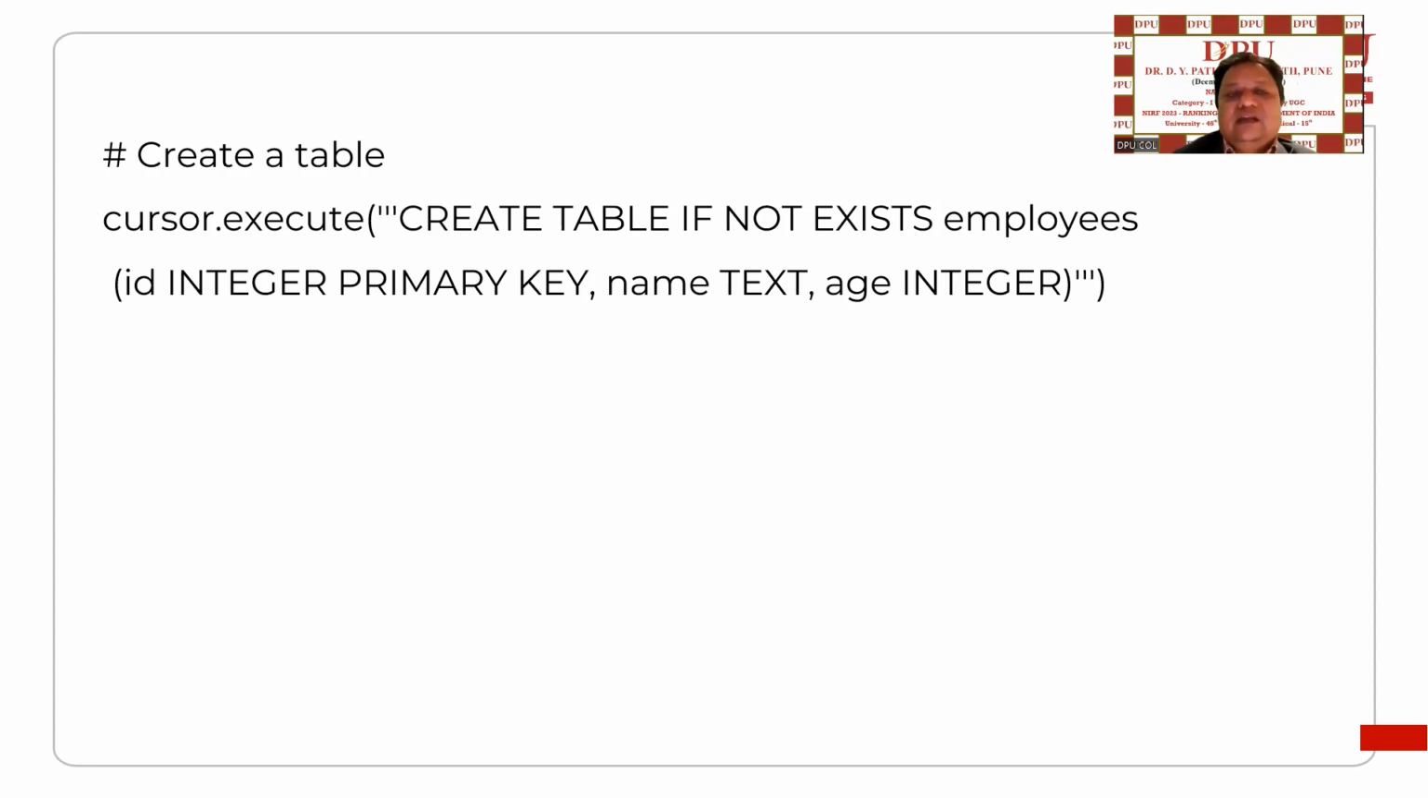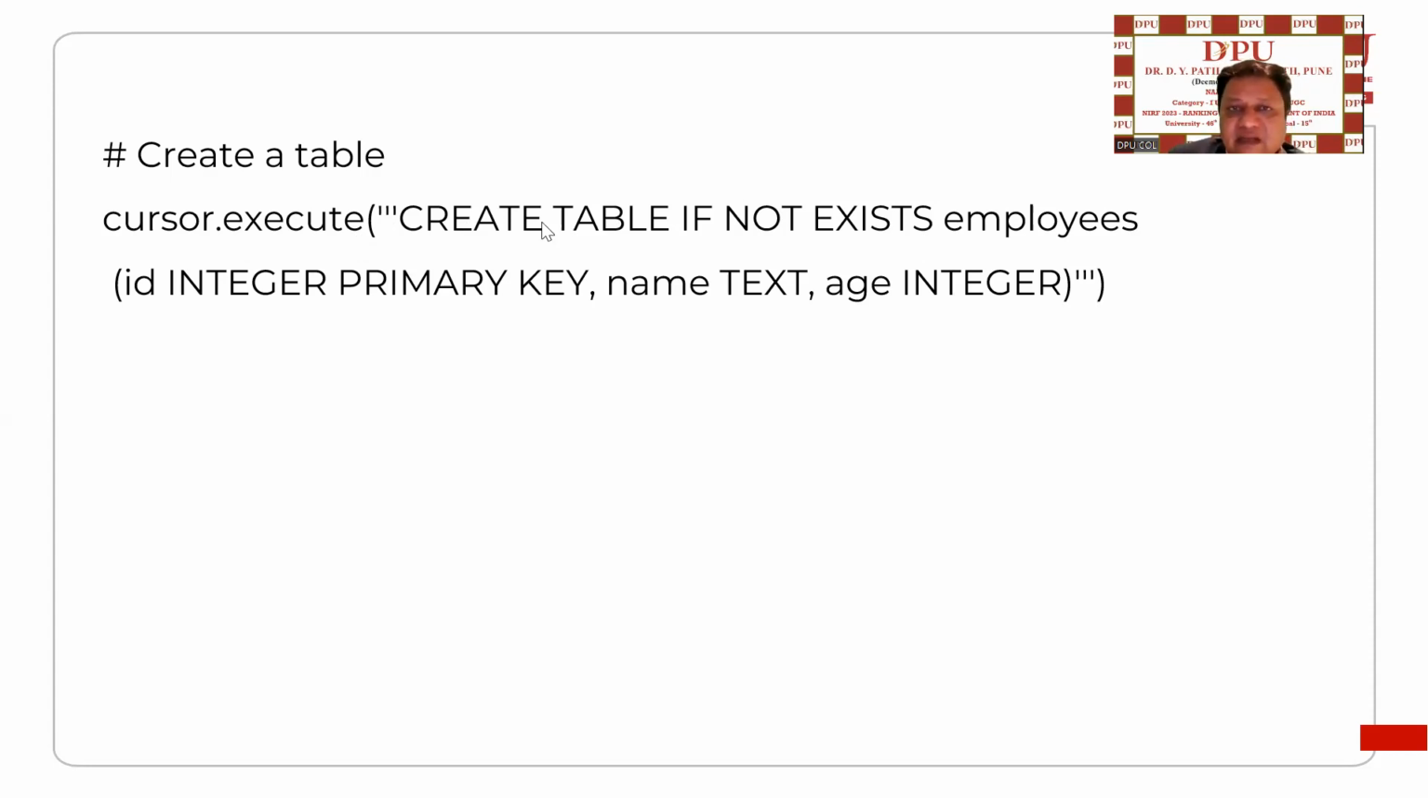With the help of the cursor object, the SQL statement, and the execute method, I can create the tables here. As you can see, cursor.execute, execute is the method name. Whatever command you want to execute, you need to call the execute method on the cursor object. So cursor.execute, in triple quotes or double quotes, you can write CREATE TABLE IF NOT EXISTS. It means, if the table does not exist, create one.